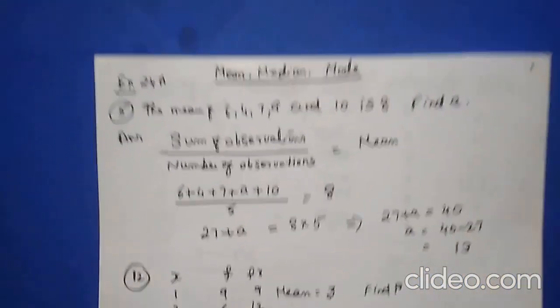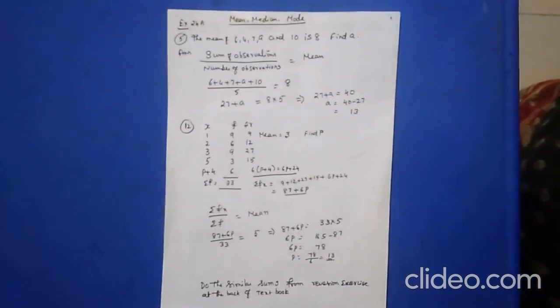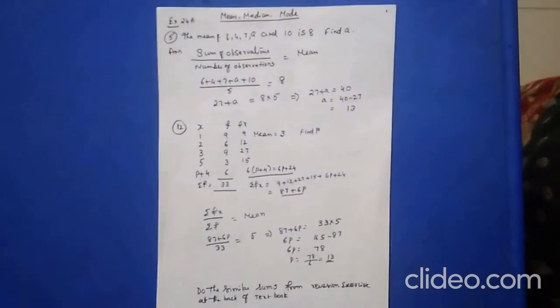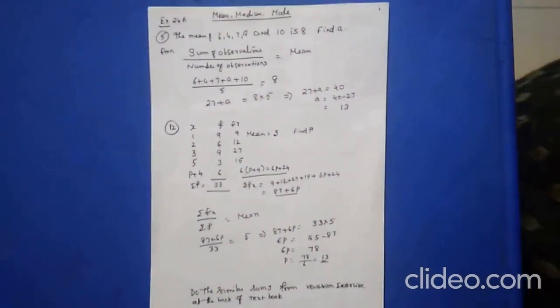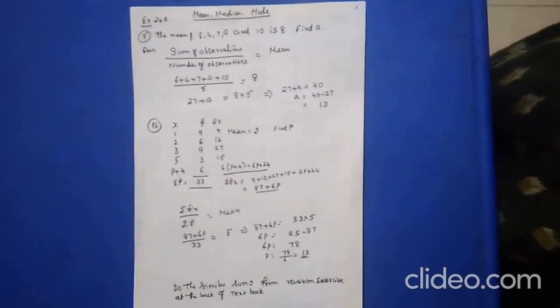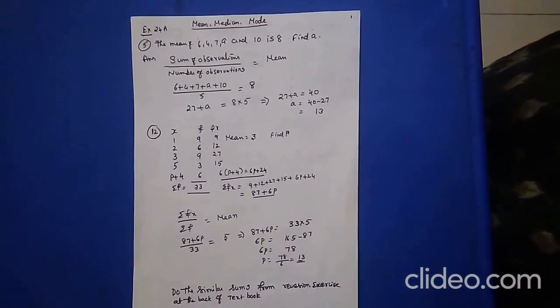Yes, hello children. Now in this video, I am going to teach a few examples from exercise 24A, mean, median, mode, and to find the value of unknown frequency or observation. So 24A, question number 5.